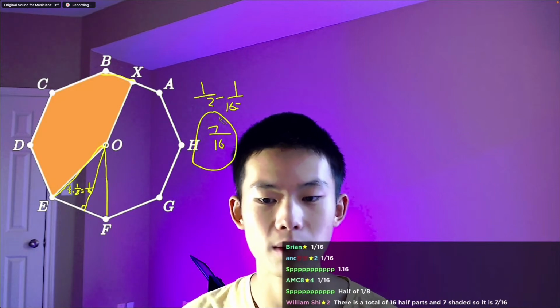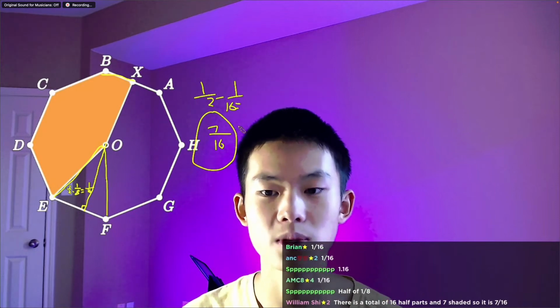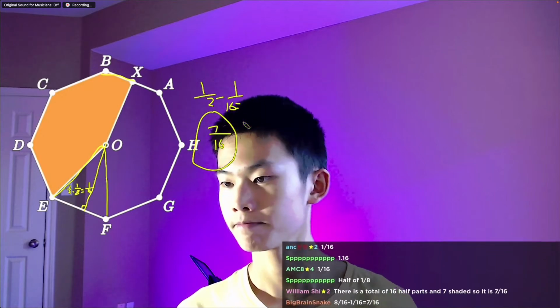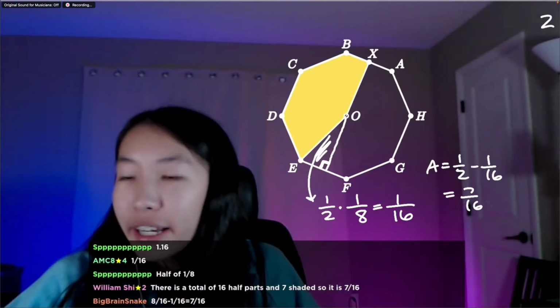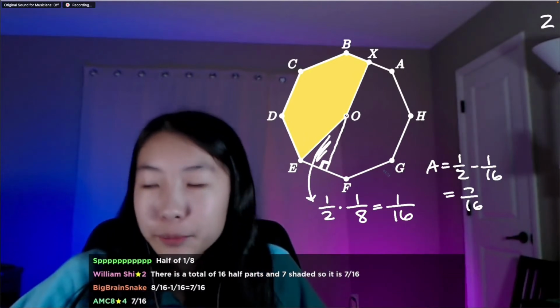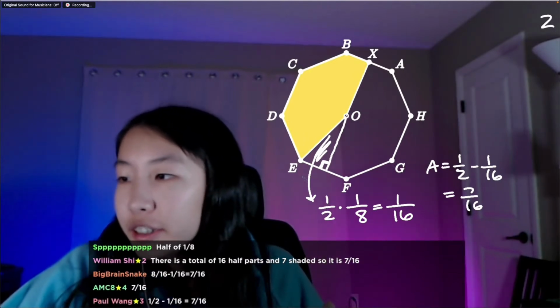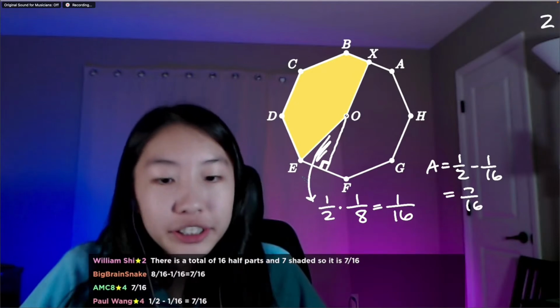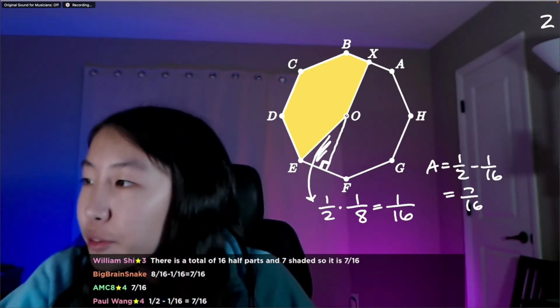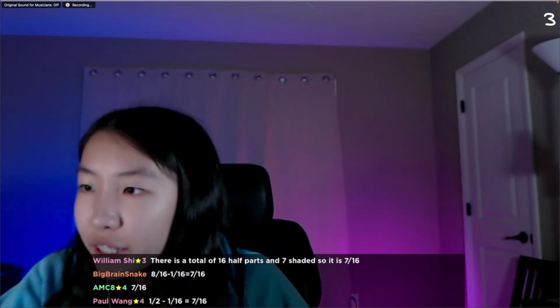So that one was a bit tricky, but after carefully subtracting areas, we eventually got a final solution. Awesome. And notice how you don't really need any information about side lengths or really anything other than the area proportions to solve this problem. So let's move on to question number 3.